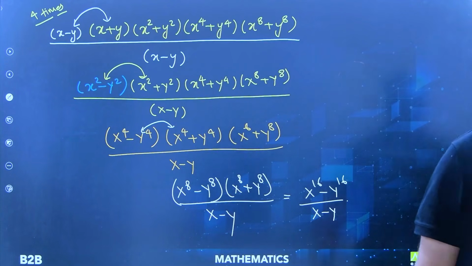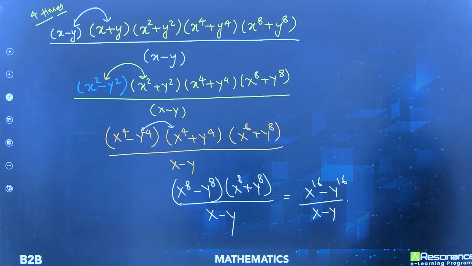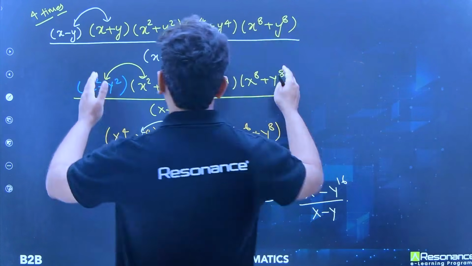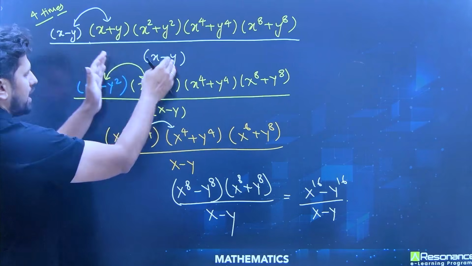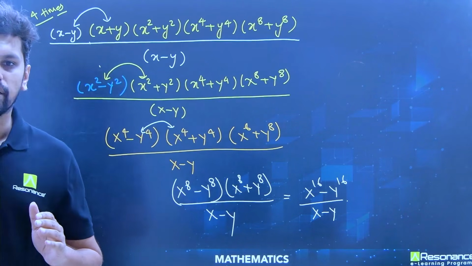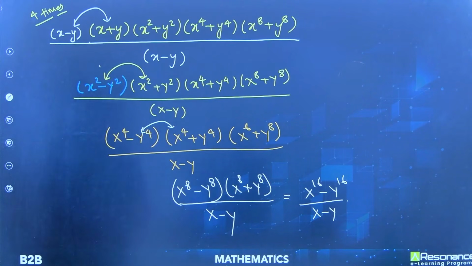So this will be the full procedure of doing these types of questions. Multiply and divide by x minus y. Whenever you see this type of pattern, just multiply and divide by x minus y, and the factorization will go on. The last step is a minus b into a plus b.